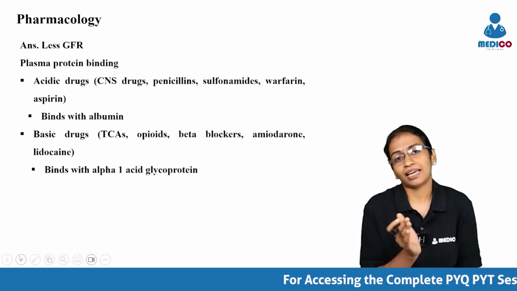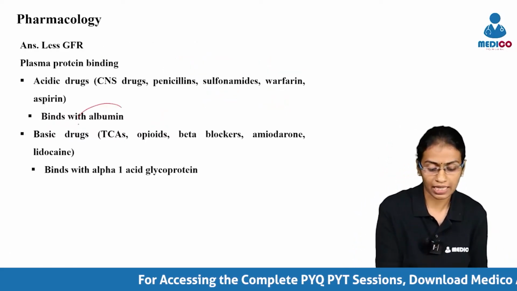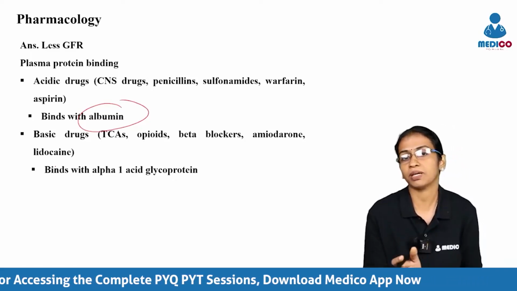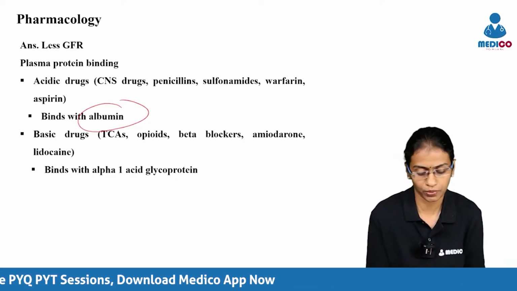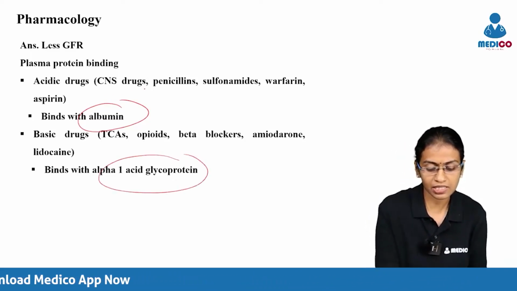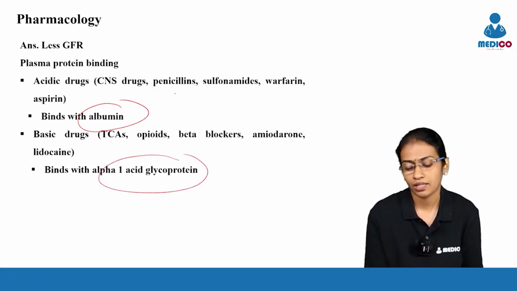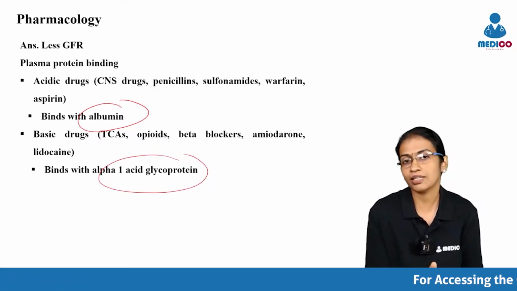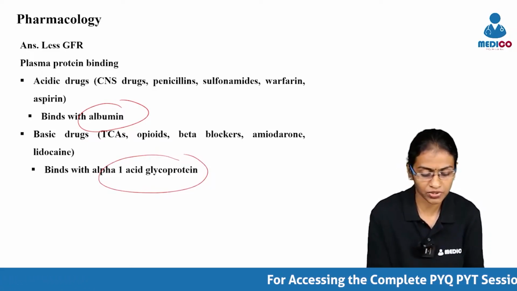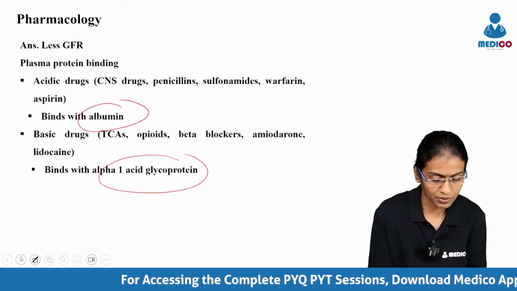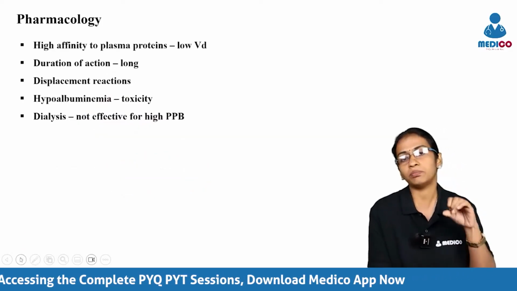Now, the acidic drugs bind with albumin and the basic drugs bind with alpha-1 glycoprotein. So, which are the acidic drugs? You have penicillin, warfarin, sulfonamides. Basic drugs like opioids, tricyclic antidepressants, amiodarone are examples of basic drugs. So remember the 4 Ds.